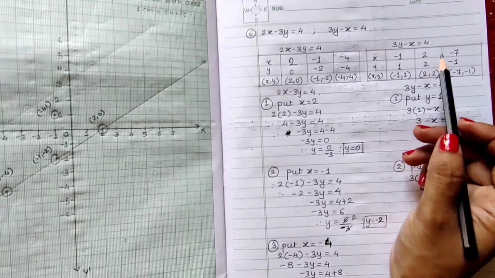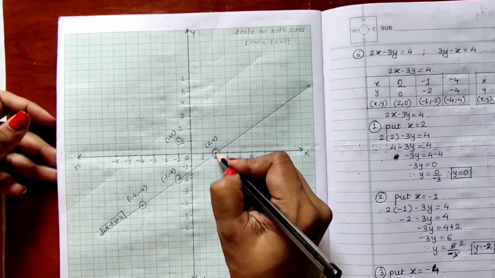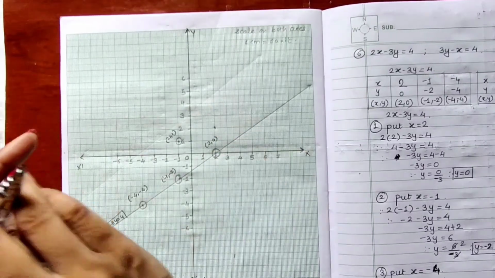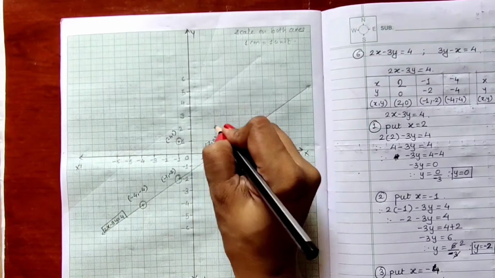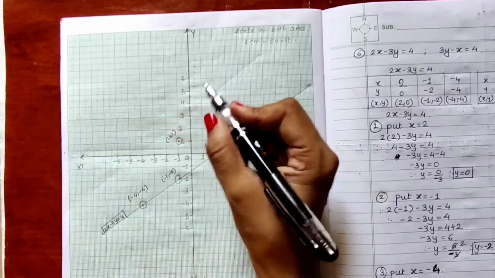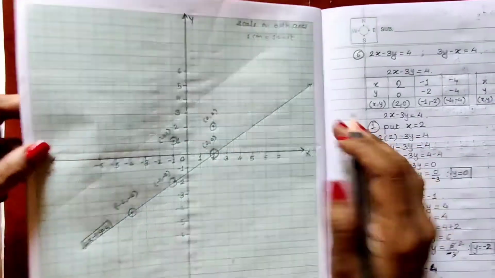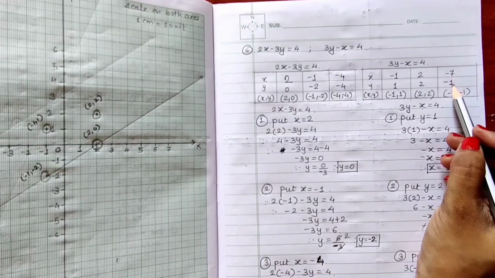Second point is 2, 2. 2 on the x-axis, 2 on the y-axis. So start from 2 on the x-axis, go till 2 on the y-axis. So this is the point, 2, 2.